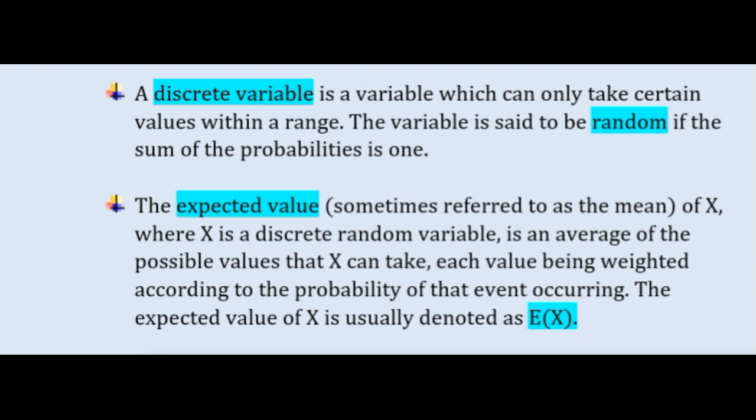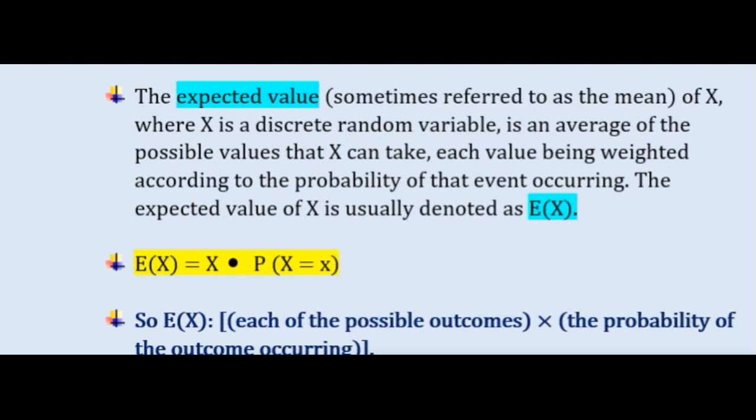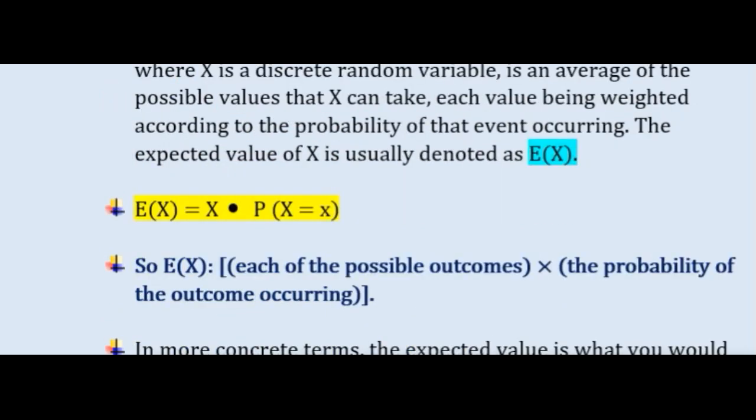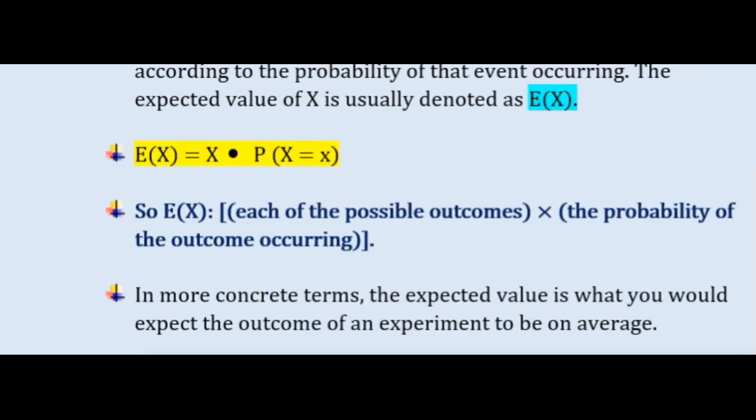The expected value, sometimes referred to as the mean of x, where x is a discrete random variable, is an average of the possible values that x can take, each value being weighted according to the probability of that event occurring. The expected value of x is usually denoted as E(x), and the formula that we will be using for the expected value is E(x) equals each of the possible outcomes times the probability of the outcome occurring. In more concrete terms, the expected value is what you would expect the outcome of an experiment to be on average.